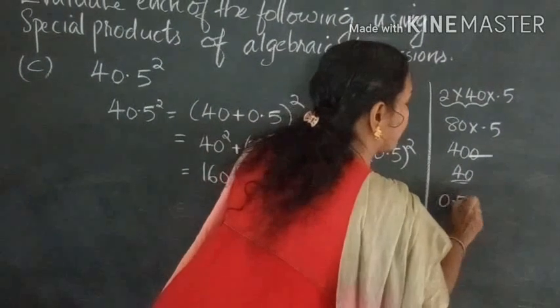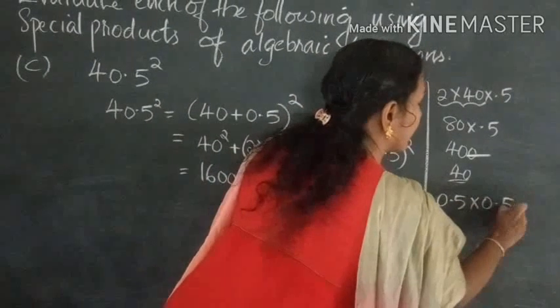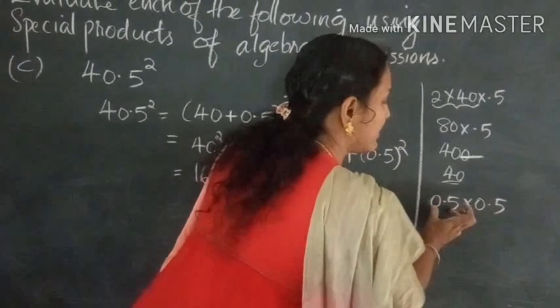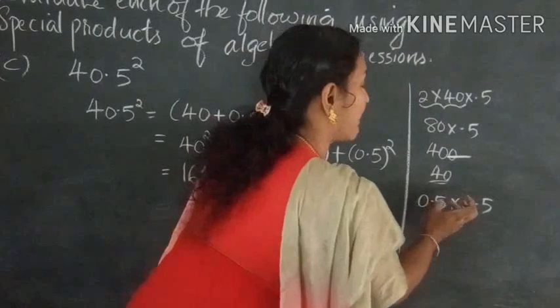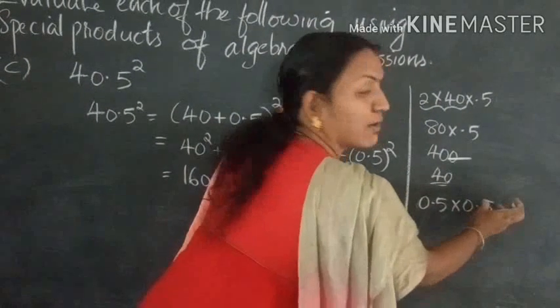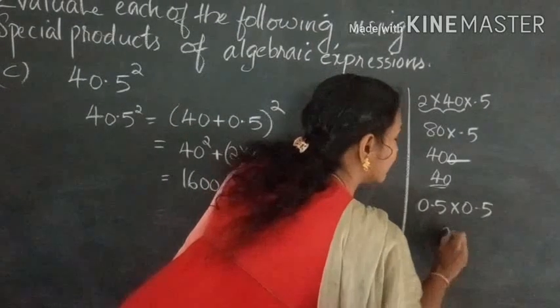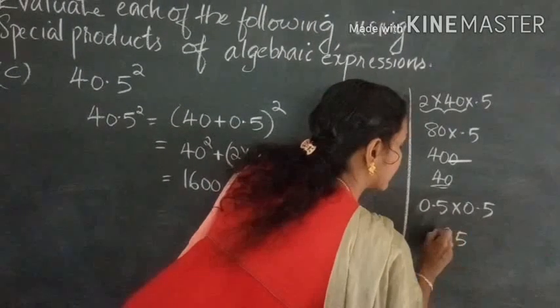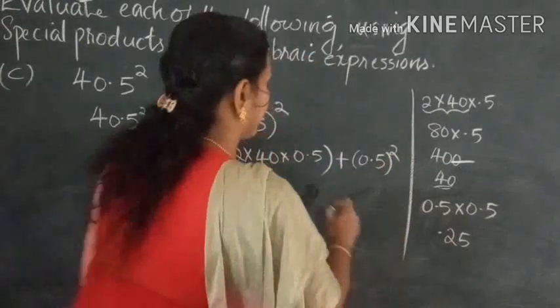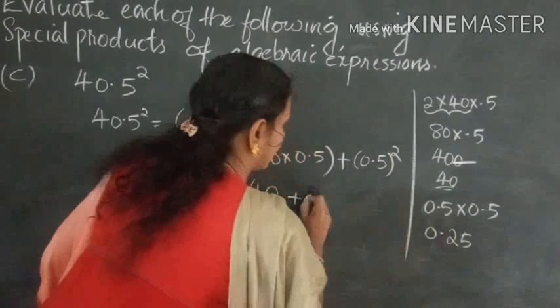Now 0.5 into 0.5. After the decimal, one digit is there in each, so total 2 digits. 5 into 5 is 25, and 2 digits means 0.25.